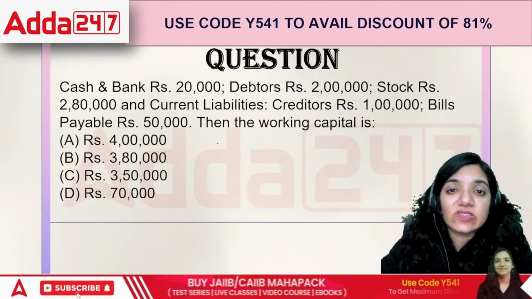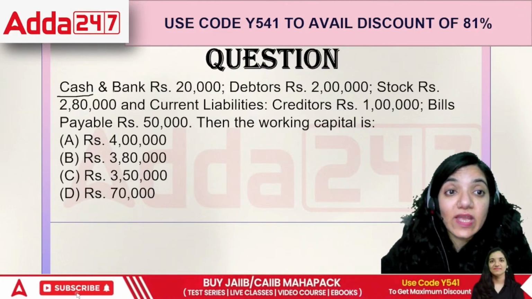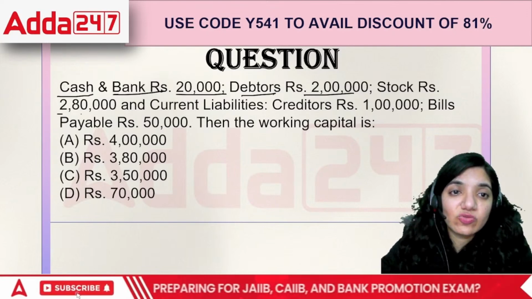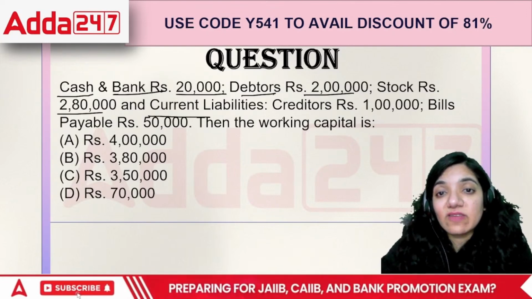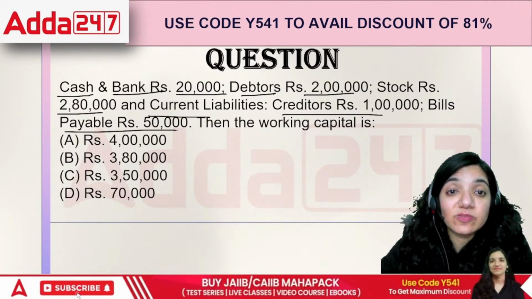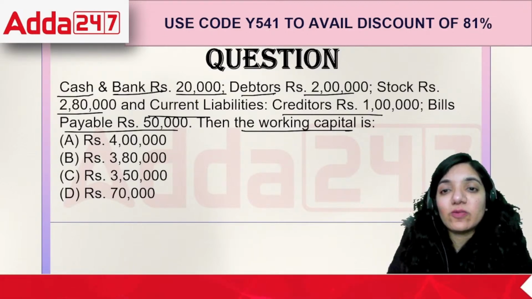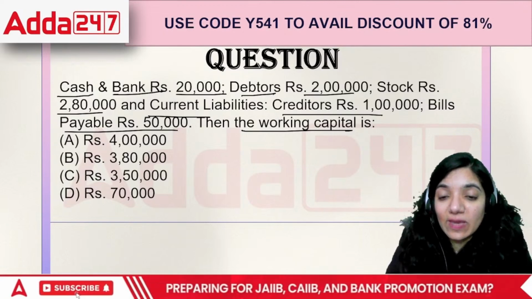Now the next question. The cash and bank is 20,000. Debtors are 2 lakh. Stock is 2 lakh 80 thousand. Current liabilities are given: there is a creditor and there is a bills payable. Then what is the value of the working capital, everyone? What is the value that we can record as the working capital?